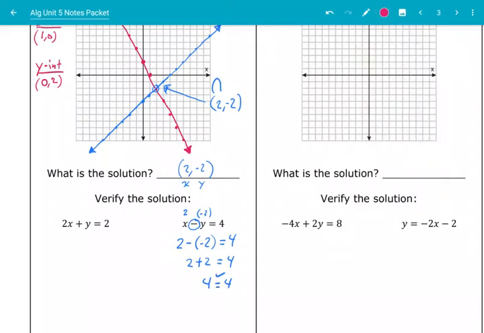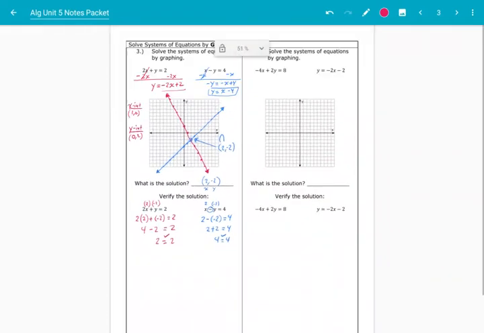Let's go to our other one. So x is 2 there, and y is minus 2. So this is 2 times 2 plus a minus 2 equals 2. That's a lot of 2's. So this is 4, and a plus a minus 2 is actually minus 2. So 2 equals 2. Okay, let's do one more.